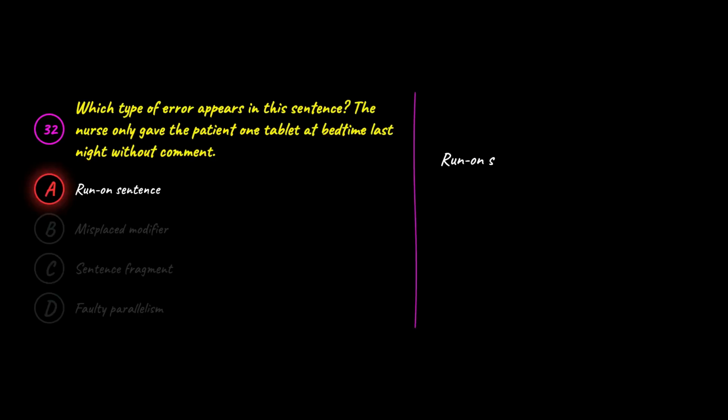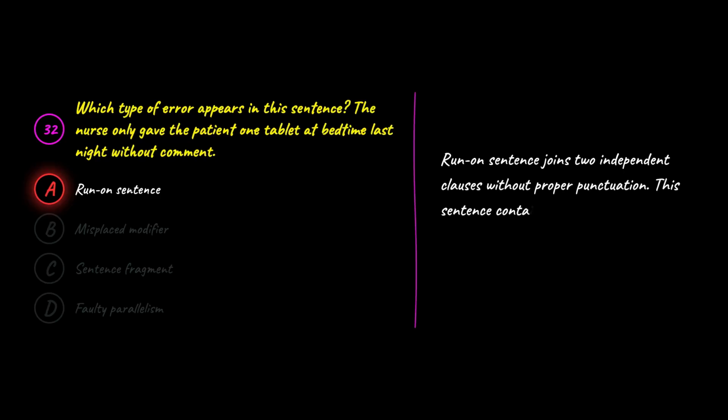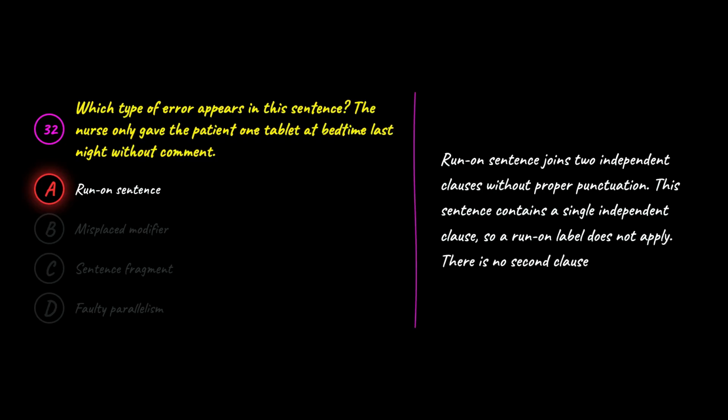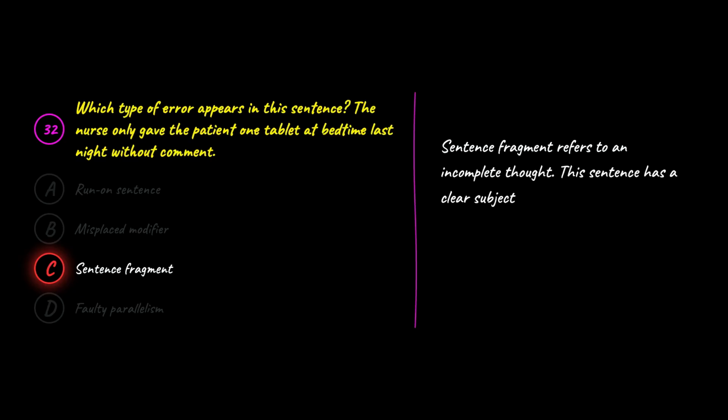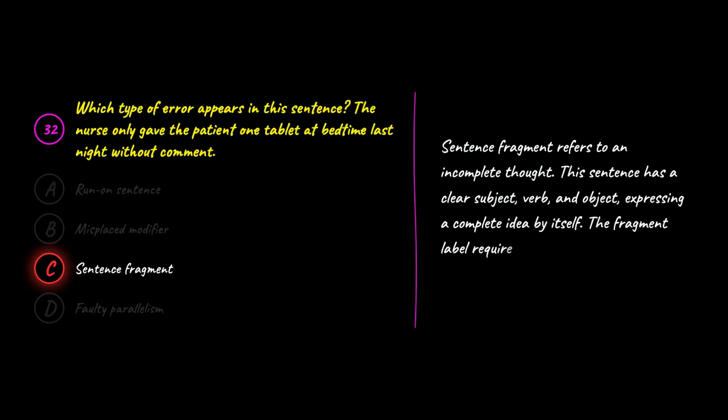A is wrong because a run-on sentence joins 2 independent clauses without proper punctuation. This sentence contains a single independent clause, so the run-on label does not apply. There is no second clause for the first to merge with. C is wrong because a sentence fragment refers to an incomplete thought. This sentence has a clear subject, verb, and object expressing a complete idea by itself. The fragment label requires missing essential elements that this sentence has not lost.